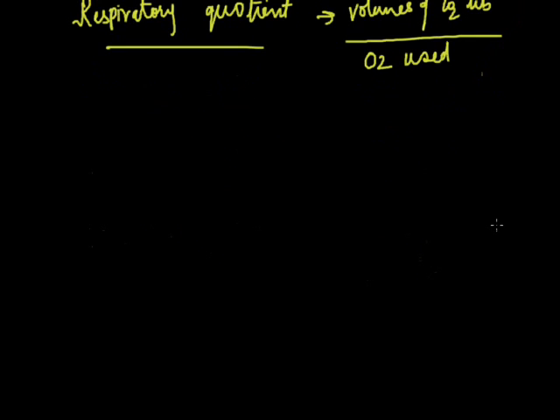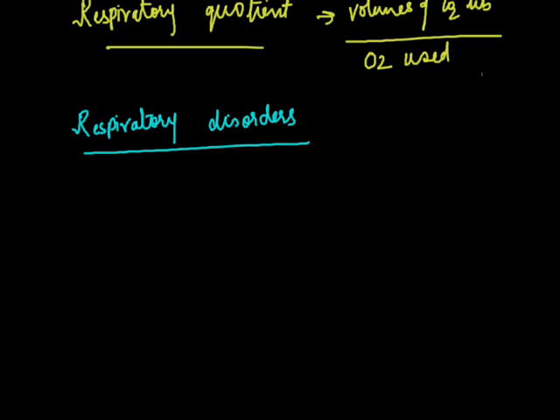Now we are going to talk about some of the respiratory disorders. There are some disorders which occur due to troubles in the respiratory tract. These are called respiratory disorders. Now the first important respiratory disorder is emphysema. This respiratory disorder occurs due to infection, smoking, etc. It occurs due to obstruction in the bronchioles.